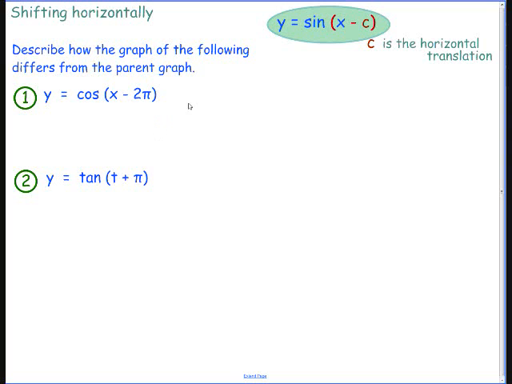It's going to shift it, right? Our C is equal to a positive 2 pi. So it's going to shift it a full period. In which direction? That's right, to the right. Well, let's look at this.